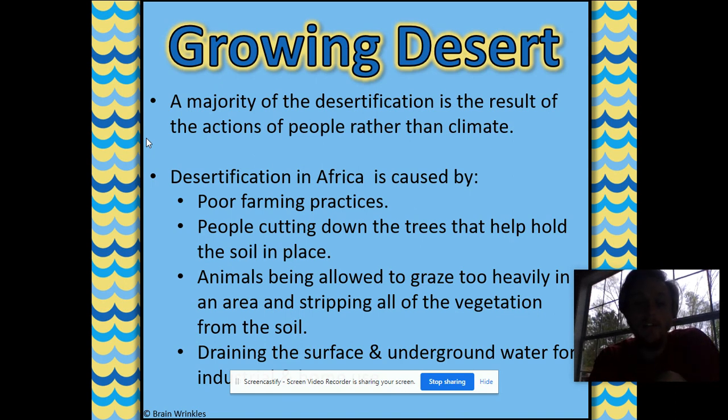And then people are draining the surface and underground water for industry and farming. So they're basically draining all of the groundwater and all the water that is there, even underneath the surface. They're using that to irrigate their crops and homes and things like that, which again is not a bad thing, but they're using it too much. And that is causing the area to become less watered and turning into a desert. So again, you need to know all 4 of those bottom bullets.